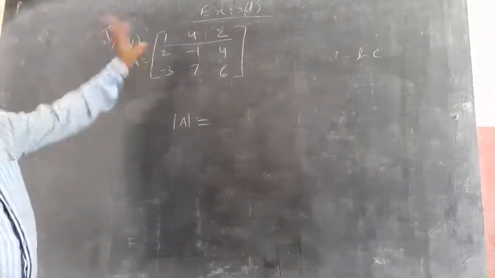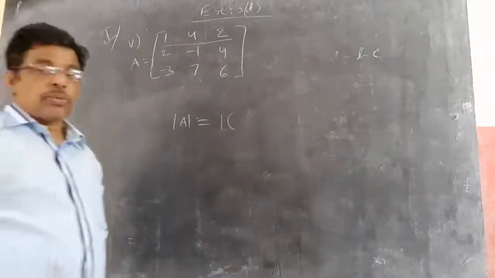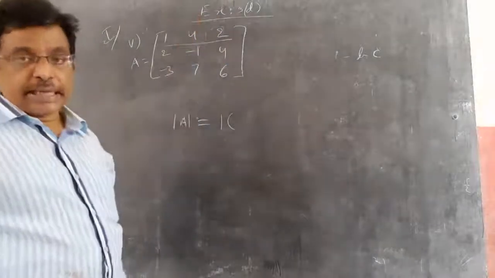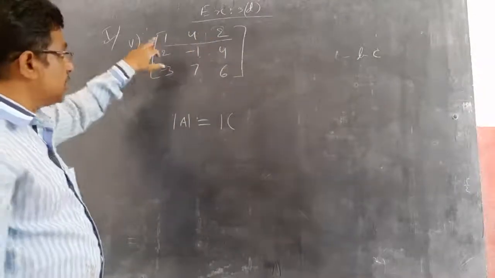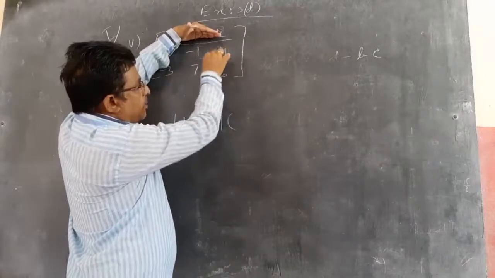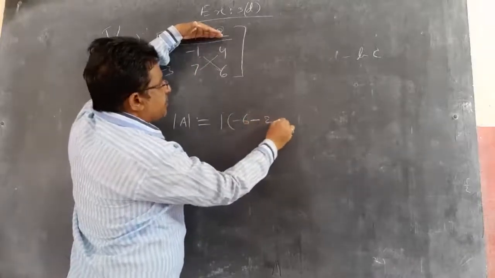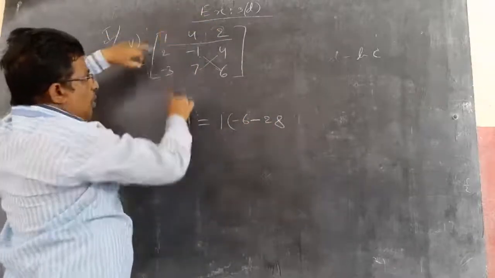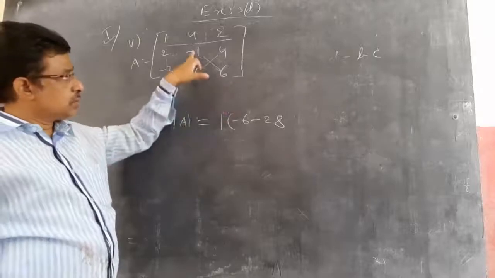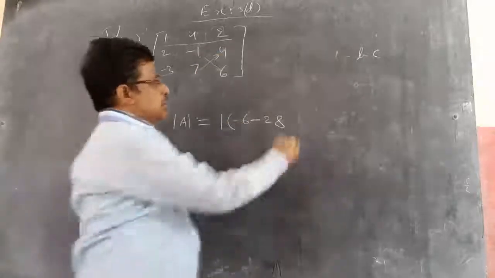Take any row or column multiplied by their corresponding cofactors. If I am taking the first row, for example, then 1 into its corresponding cofactor. Minus 1 whole power i plus j: plus, minus, plus, so the first one is plus only. Close that row and that column, then the determinant formed by the remaining elements: this into this, minus this into this. Remaining elements are minus 1, 4, 7, 6. So minus 6 minus 7 into 4, 28. This is the first element.